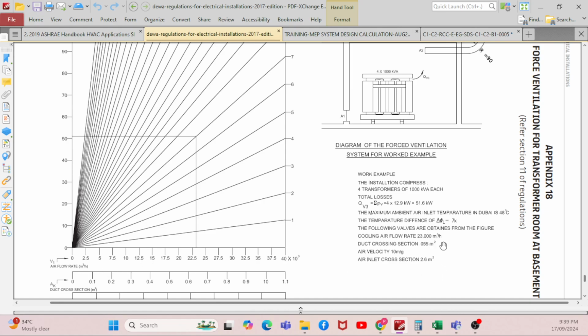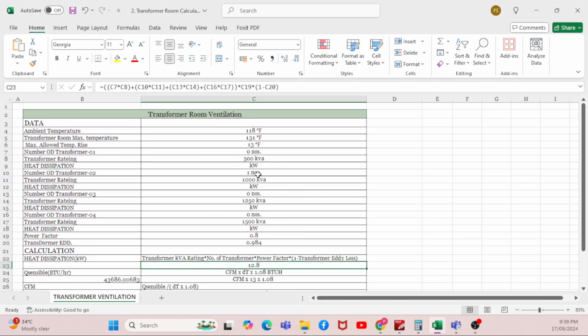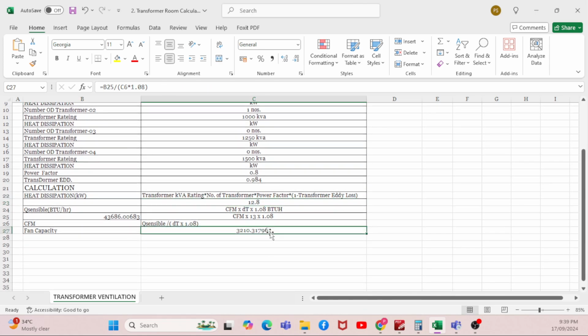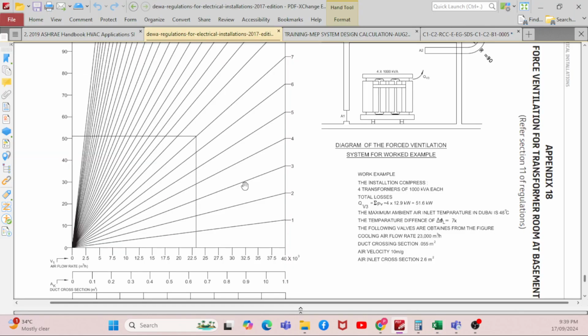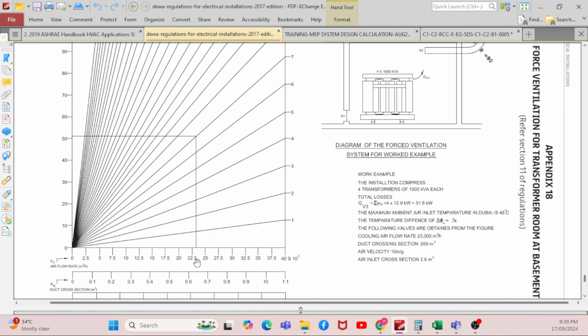So either you can use this calculation sheet to calculate the airflow rate in CFM, cubic meters per hour or liters per second, or go to the chart. From the heat losses you calculated, based on the delta T, you can get the airflow rate directly without using the formula.